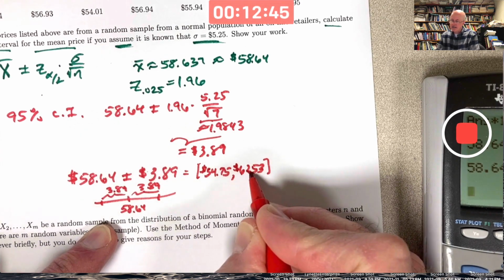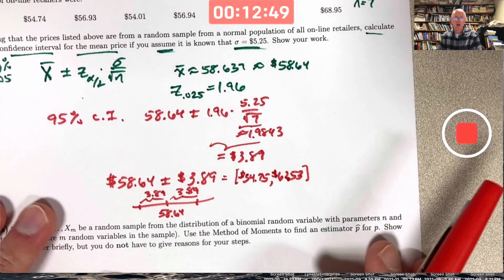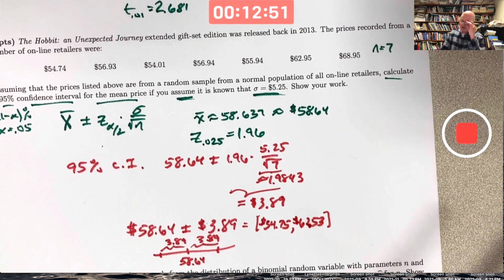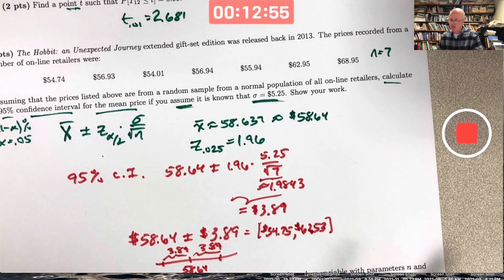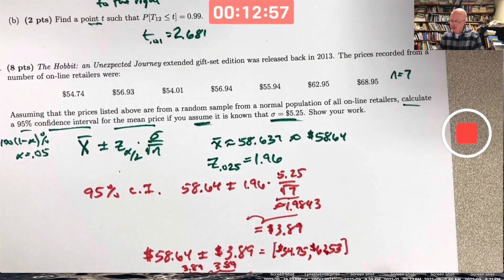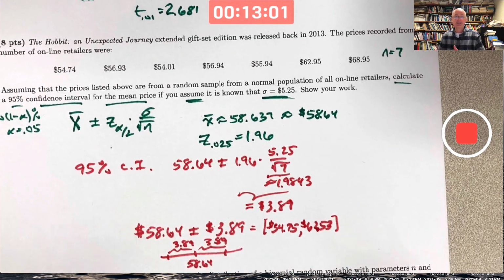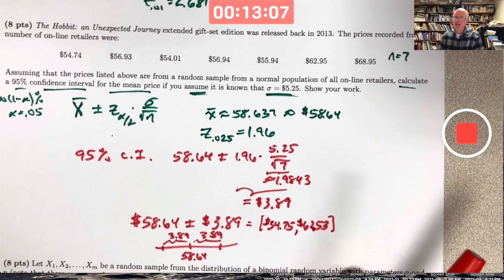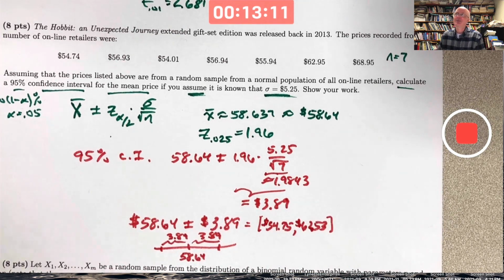So what we say is we're 95% confident that this interval contains the true unknown population mean price for the entire population, all these retailers selling the Hobbit here. Okay, we're 95% confident in this. Does this mean the probability that mu is in there is 95%? Technically no, because we've already done the sampling, and so it's either in there or not. It doesn't really matter too much.